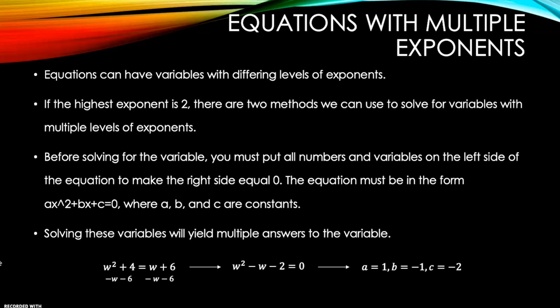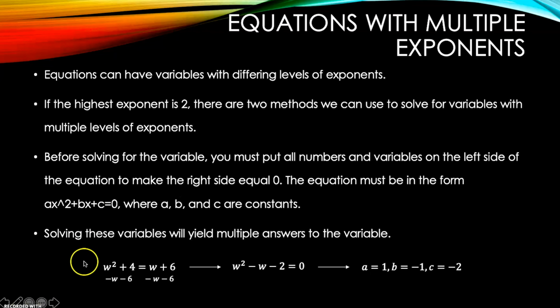Before solving for the variable, we must put all the elements on one side of the equation. It doesn't matter which side, but mostly the left side is used. So, putting all variables on the left side of the equation and combining like terms will return the equation in the form a times x to the second power plus b times x plus c equals 0. And x is just the variable, and a, b, and c are constants that are applied to the variable, and c is just a number that's also in the equation.